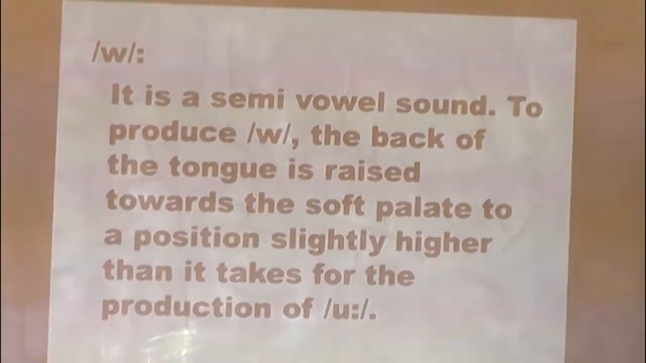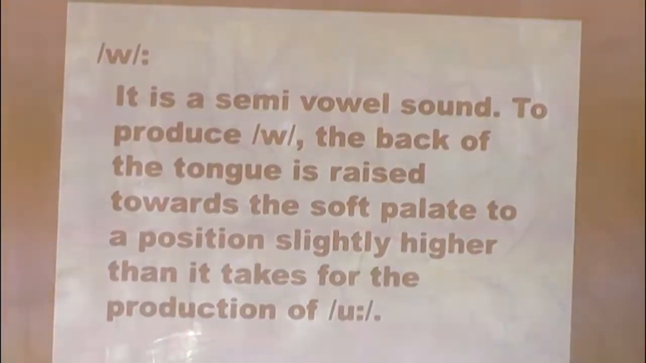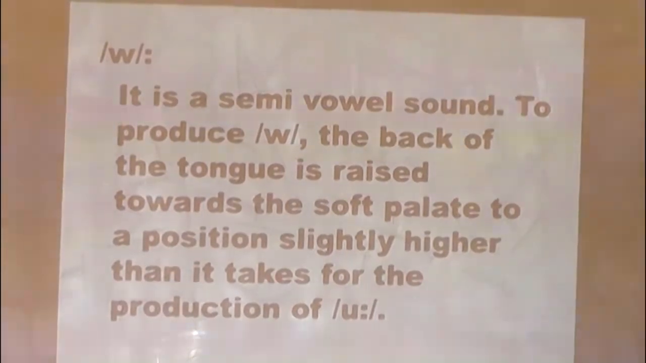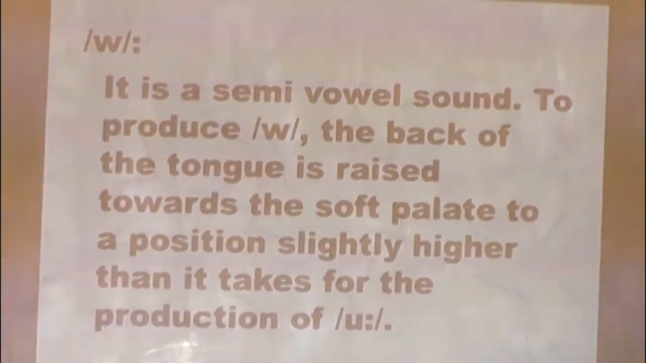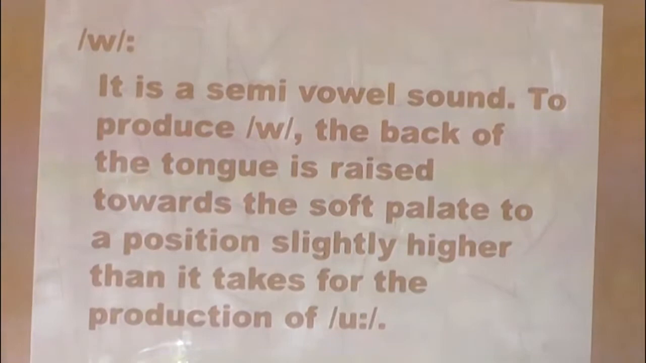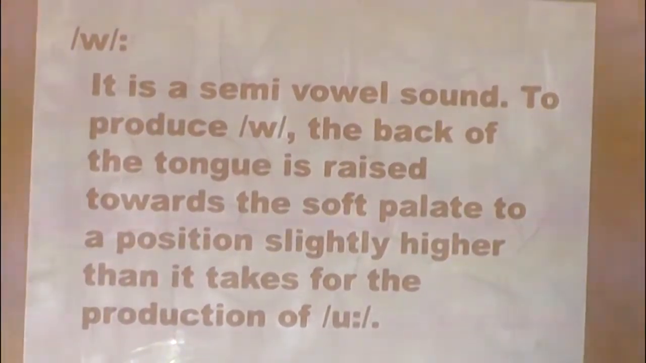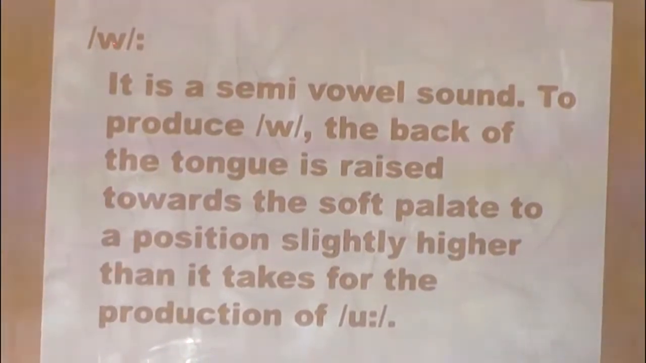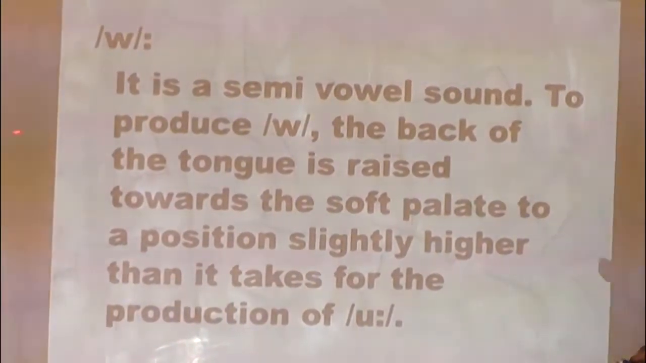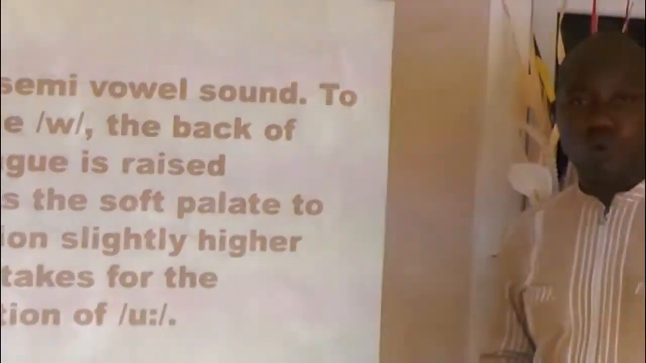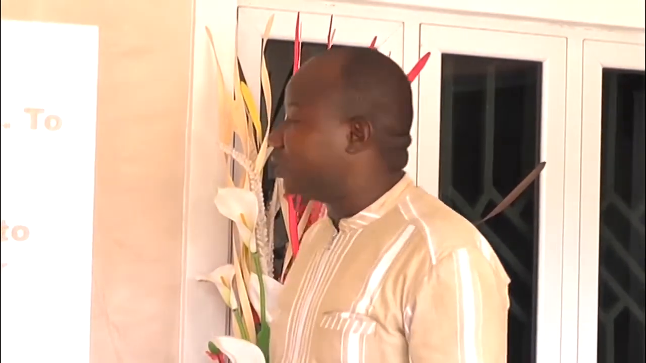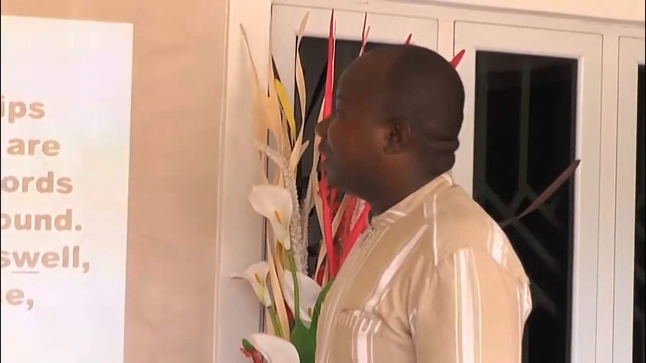To produce this sound, the back of the tongue is raised towards the soft palate to a position slightly higher than it takes for the production of the U sound. That is, it will look as if you are going to pronounce the U sound, like wa. Say it after me. Wa. Let's look at the examples of this sound.